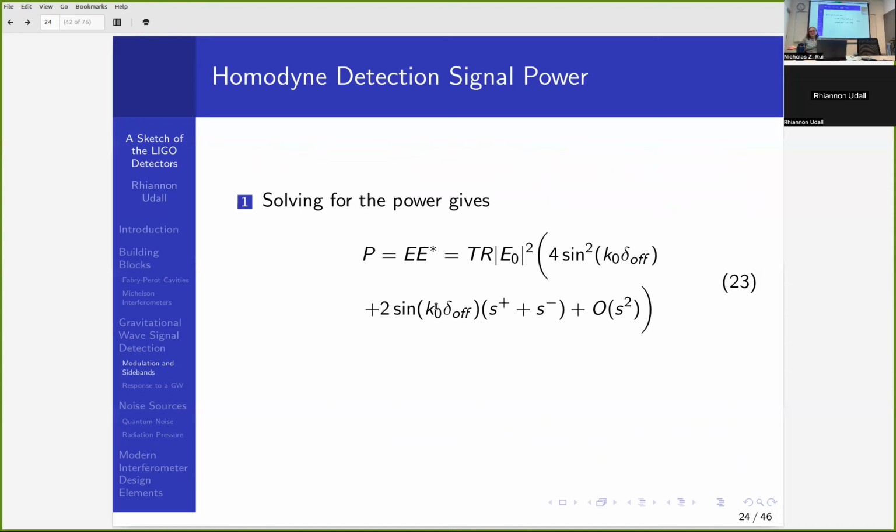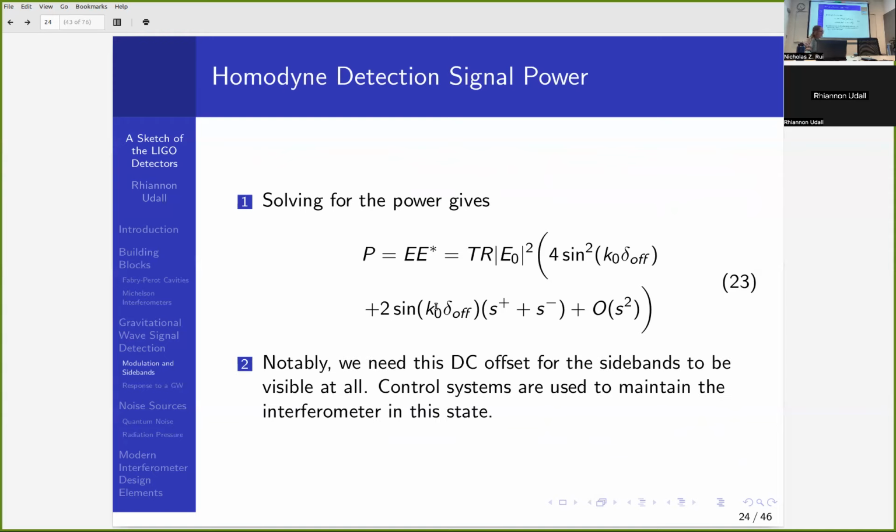Homodyne is the right word, right? This is what Derek has told me. I guess that makes sense, because in radio, heterodyne is where you're introducing another carrier. Yeah, so that is another option you can do.